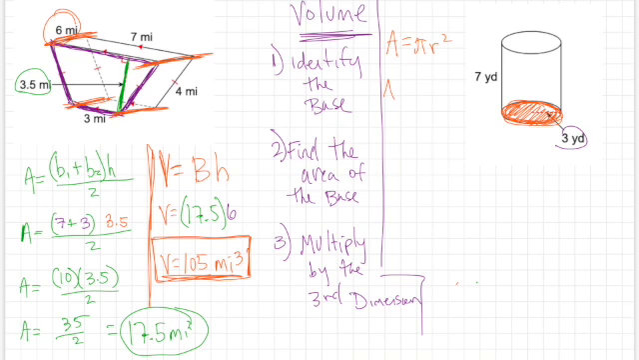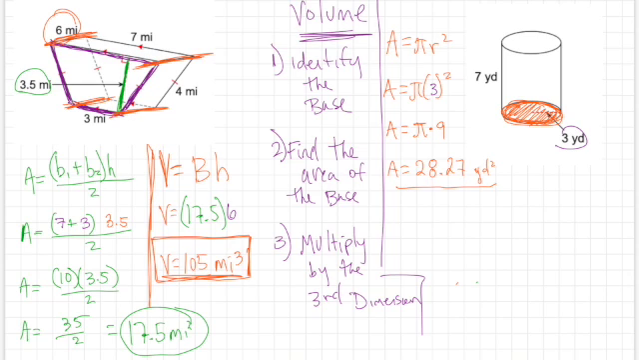So that's going to be pi times 3 to the second power. So 3 to the second power is 9, so that's pi times 9, which gives us, doing that on a calculator, 9 times pi is 28.27 square yards. So now we need the volume, though.